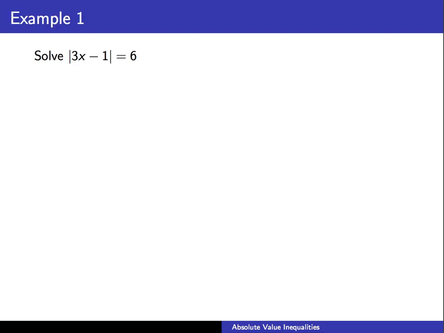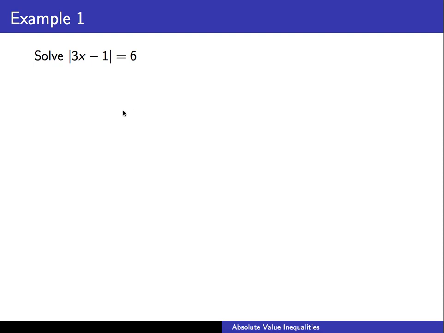So try to get your absolute value expression alone and then break it into two separate cases. So example one, we're going to solve the absolute value of 3x minus 1 equals 6. And recall that the absolute value of a number is how far that number is away from 0 on a number line. So in this case, we want to find all the values on the number line that are going to be 6 units away from 0.